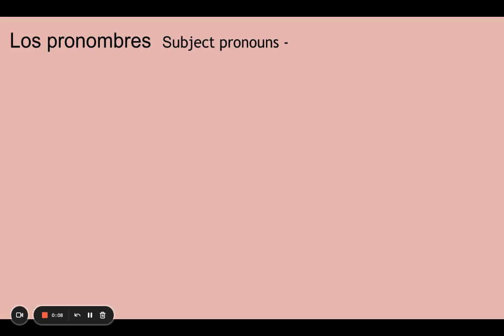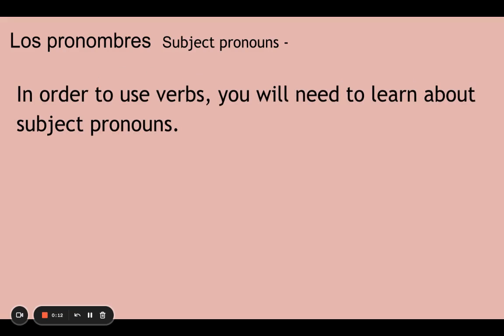Subject pronouns. The subject pronouns in Spanish is what we're going to be going over. Now, in order to use a verb in Spanish, you'll need to learn about the subject pronouns. Because in English, when we change a verb, we don't notice as much what we're doing. But one of the ways that we use subject pronouns is we say I, you, he, she, they, we.